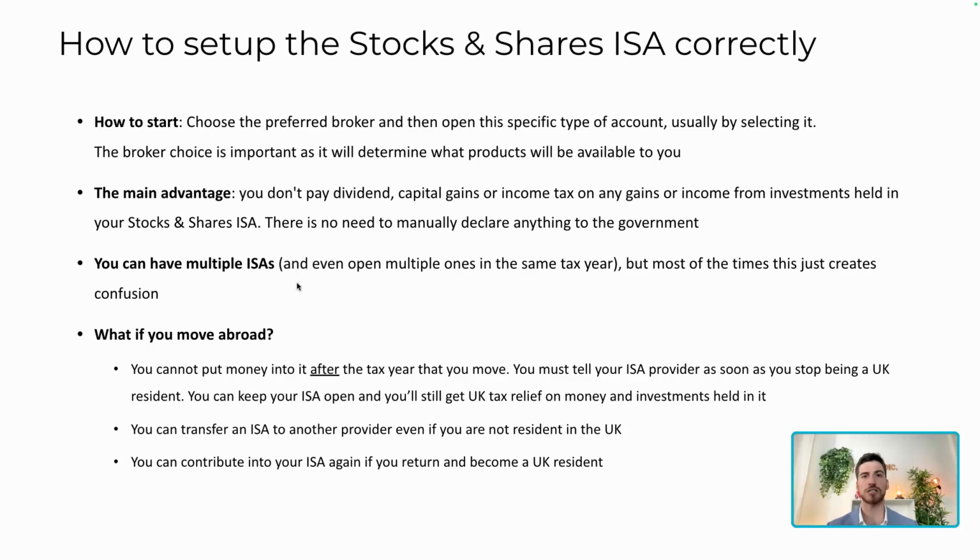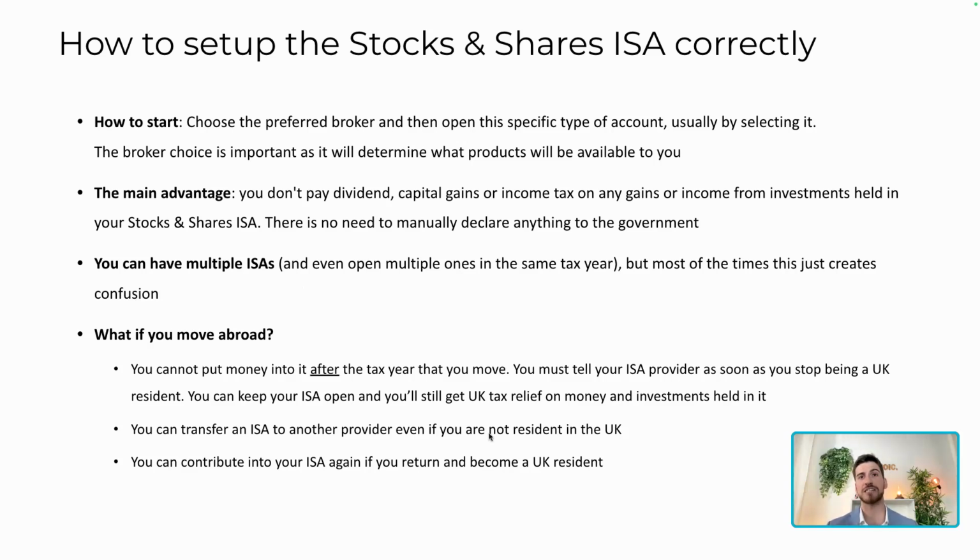Finally, if you are someone international, you may be interested in this. What happens if you move abroad? Well, obviously you cannot contribute more money after the tax year that you move. You also must tell your ISA provider as soon as you stop being a UK resident. But the great thing is that for all the money that you invested before, you can keep it there in this ISA, and you still get the UK tax benefit. You won't pay capital gain taxes, which is awesome.